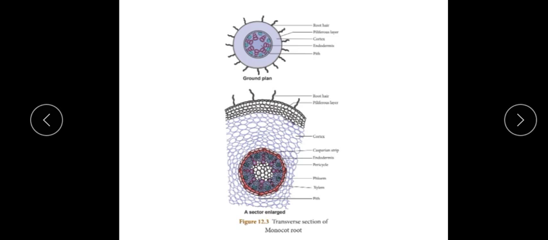And here the xylem is arranged in such a way that it is giving an exarch condition. Have a look at the diagram again. You can see the metaxylem is facing the center and the protoxylem is facing the periphery. Such a condition is now called as exarch.